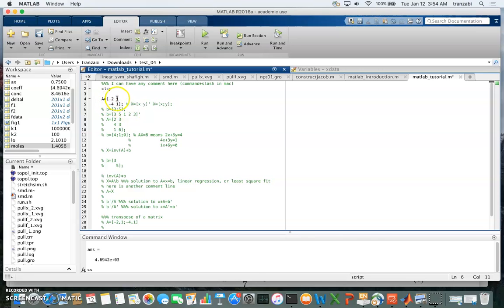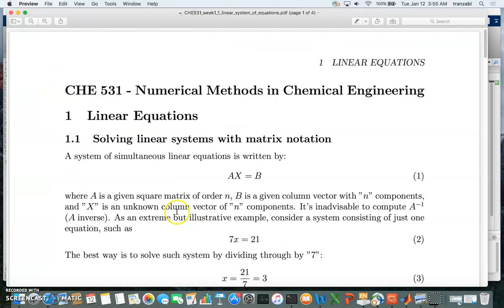My A is a 2 by 2, and my x vector is going to be x and y. If I multiply A by x, then in the first equation I get minus 2 times x plus 1 times y, which is equal to b, which is 3. That's the first row. The second row is minus 4 times x plus y equals 5. I have two equations and two unknowns. Let's say we want to solve this using MATLAB.